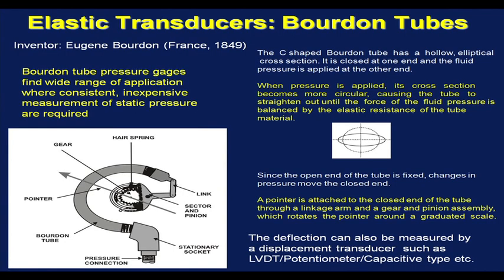This will cause the tube to straighten out until the force of the fluid pressure is balanced by the elastic resistance of the tube material. So, when pressure is applied inside the Bourdon tube, the cross section tries to become circular, and this causes the tube to straighten out until the force of the fluid pressure is balanced by the elastic resistance of the tube material. Since the open end of the Bourdon tube is fixed, the changes in the pressure will move the closed end.